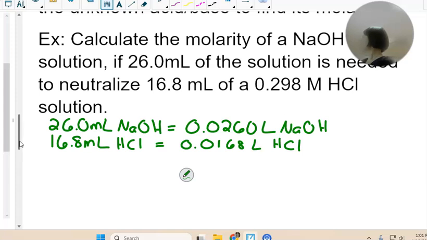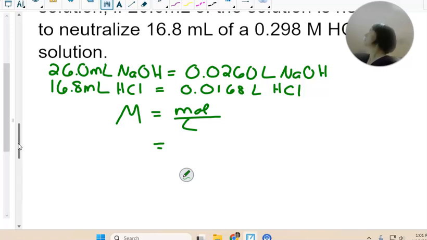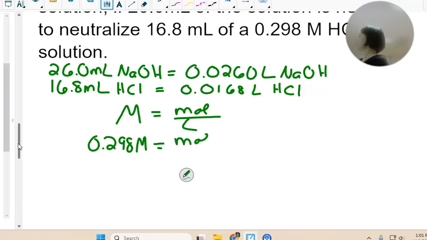Alright, so let's double check. 1, 2, 3. Okay, good. Then, as always, I'm going to write my equation. Molarity equals moles over liters. And then below that, I'm going to sub in my numbers. I know the molarity of my HCl, since I know the volume and the molarity, that is my known one, is 0.298 molar. And then I have moles, well I don't know that, I'm solving for that, divided by liters.